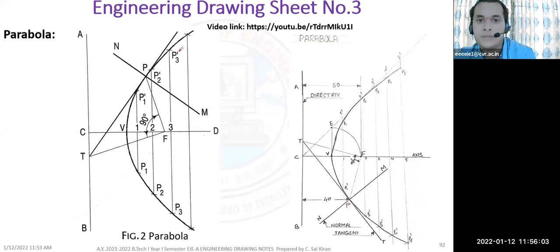Based on the directrix and the CF value, you have to make it. Anyone, any doubts, you can unmute and ask. Explain again. So I got a message, so I'll be explaining this one. Listen carefully. I'll explain the parabola.